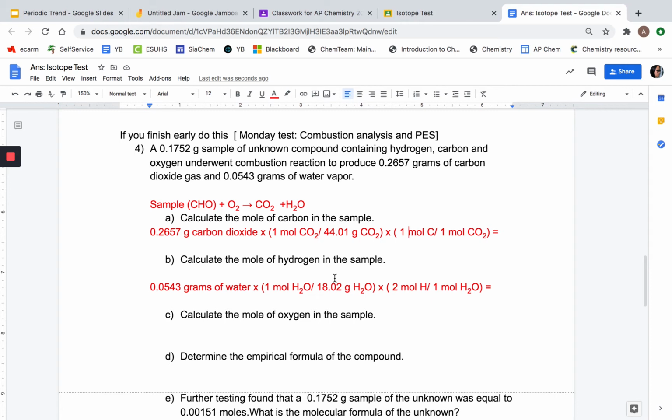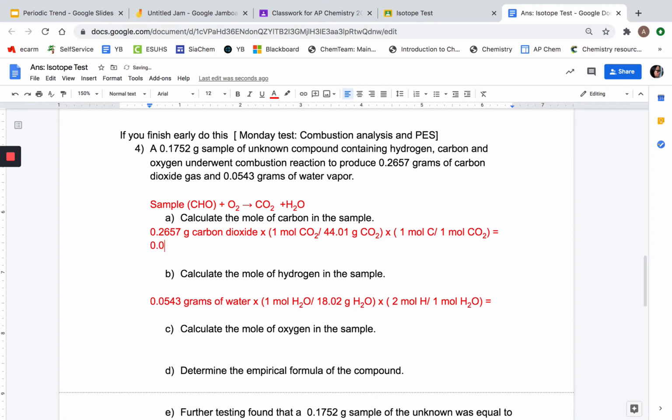2.657 divided by 44.01. We're going to get 0.0604, and that's going to be 0.037... moles of C.